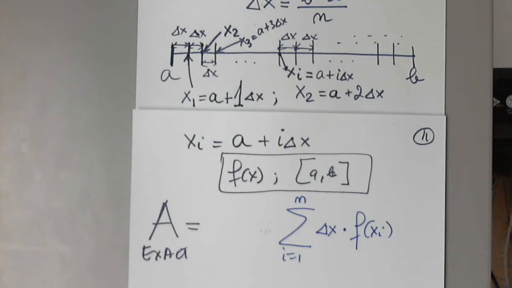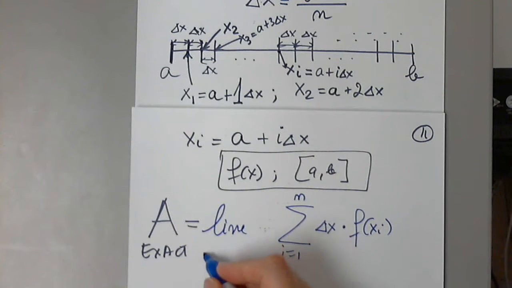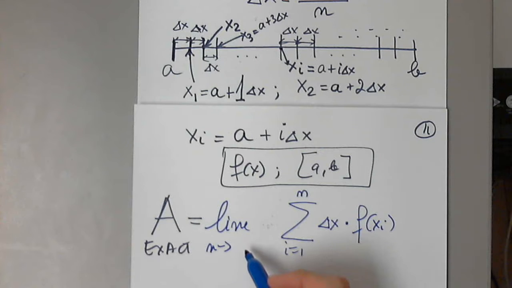I don't want n to be 16. I don't want n to be 35, 32. I don't want n to be 128. Ready? Of course. I need the limit. When n approaches, what does it approach? Infinity.